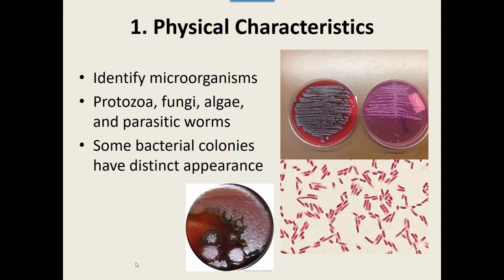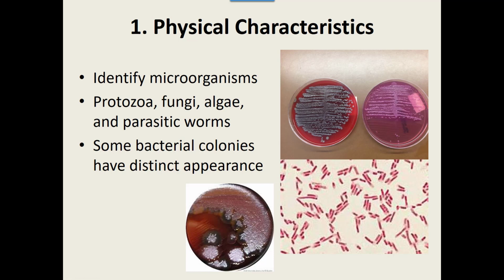We can use it to help ID microorganisms based on their shape, based on their gram stain. We can see their colors, we can see their shape, we can see what they look like growing on a plate, looking at differences in colors. We can see what their colonies look like, what color the colonies are. We can use all these types of physical characteristics to ID organisms.